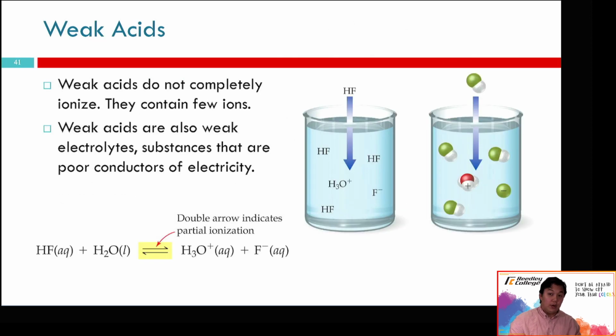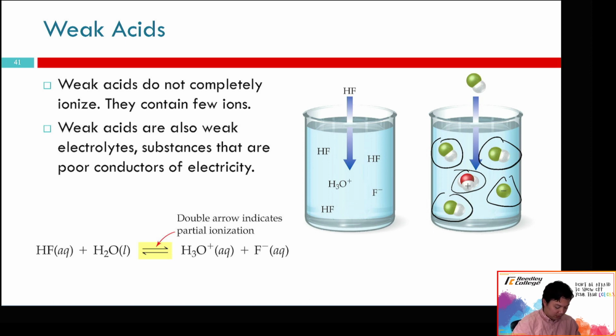Weak acids do not completely ionize. They contain a few ions. So just in this cartoon over here, you can see that we have a few of these that are still as our hydrofluoric acid, but we also have one fluorine by itself and then one hydronium. Weak acids are also weak electrolytes. Because there are fewer ions in the solution, they don't conduct electricity as well.